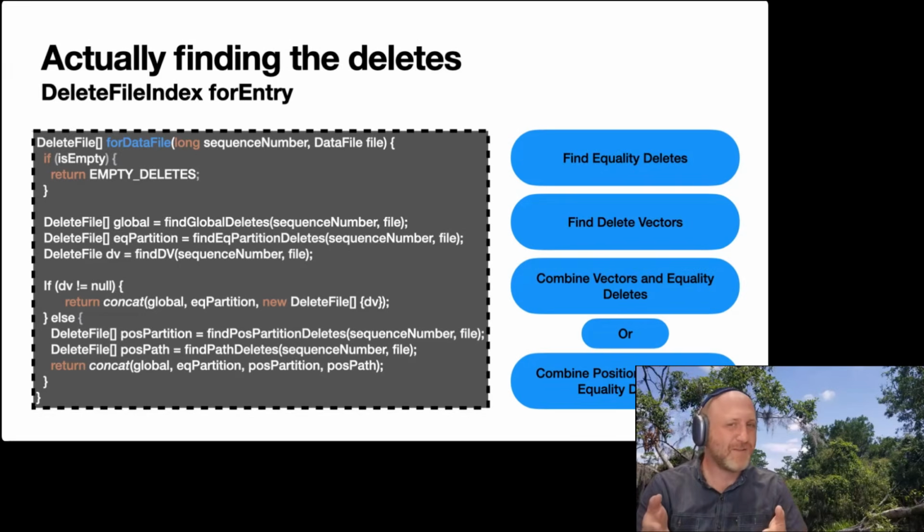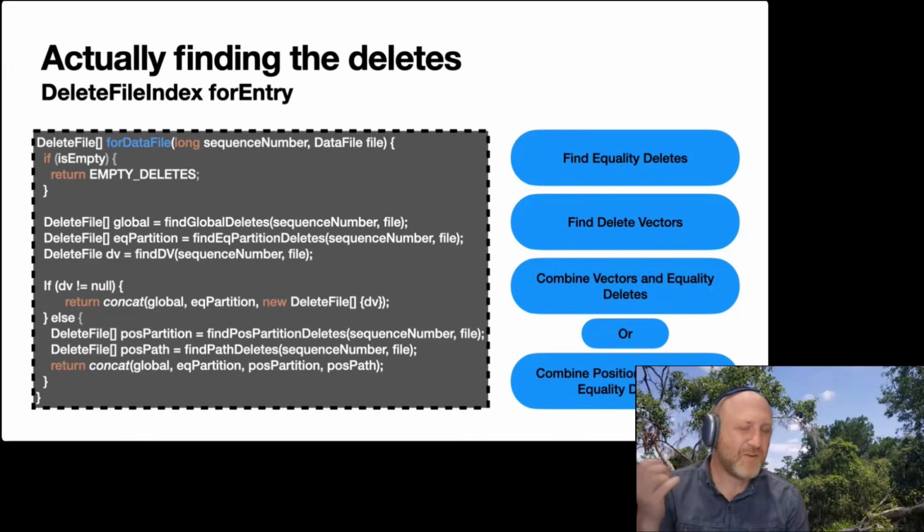The other argument to those functions, sequence number, is something that I've purposefully skipped talking about here, but it's a Lamport's clock that basically says when files were added, and we use that to determine whether or not these delete files actually apply at this particular snapshot. The next thing we do is we look for delete vectors. That's a new thing in V3. You can only have one delete vector for one file, so finding them is very quick.